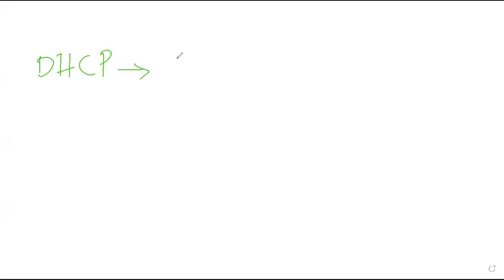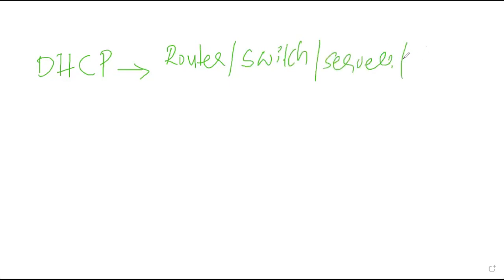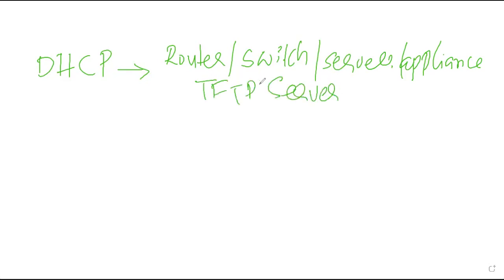So this DHCP server can be configured on many devices, for example, a router. We can configure it in a switch, in servers, and in appliances, such as a telephone server, Wi-Fi controller, or any relevant product. Or even we can configure it in a TFTP server for testing purposes.